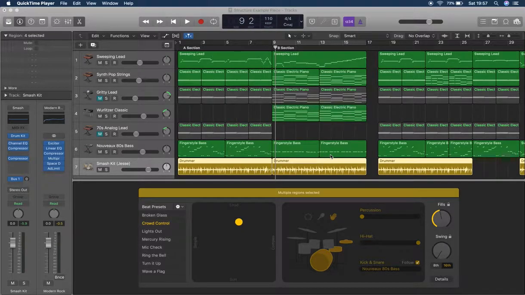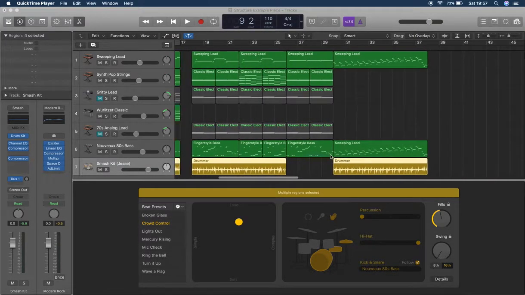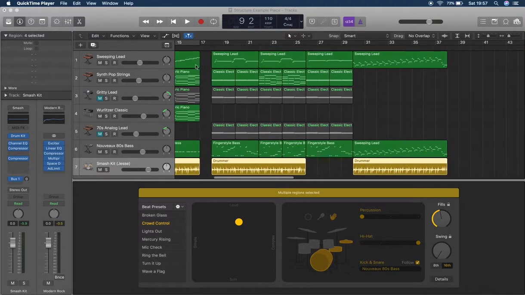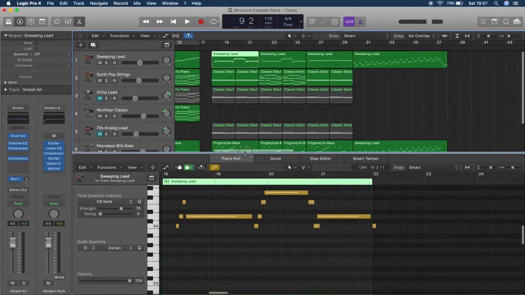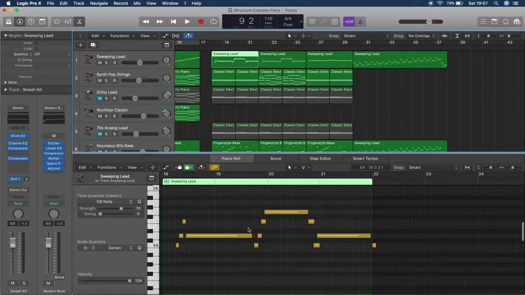So this is another development technique, and this is known as inversion. This is done to melodies. So we've got our track here. I've got a version of the melody kind of here, right? What an inversion is, is you basically flip the melody, or you invert it upside down.